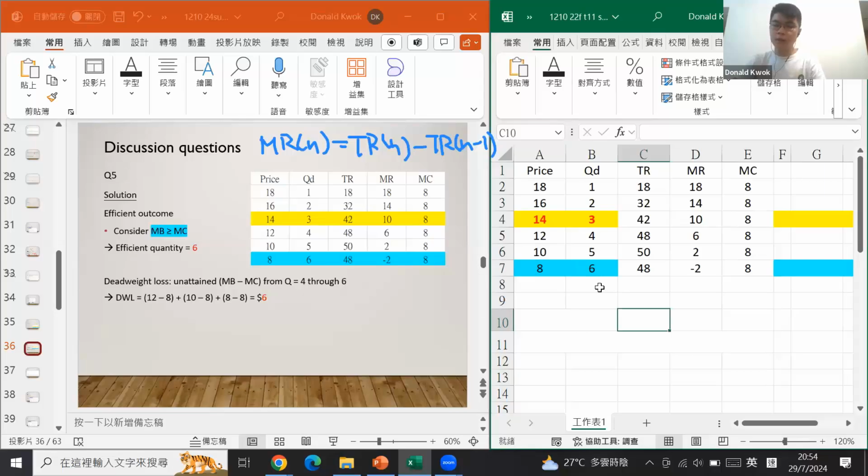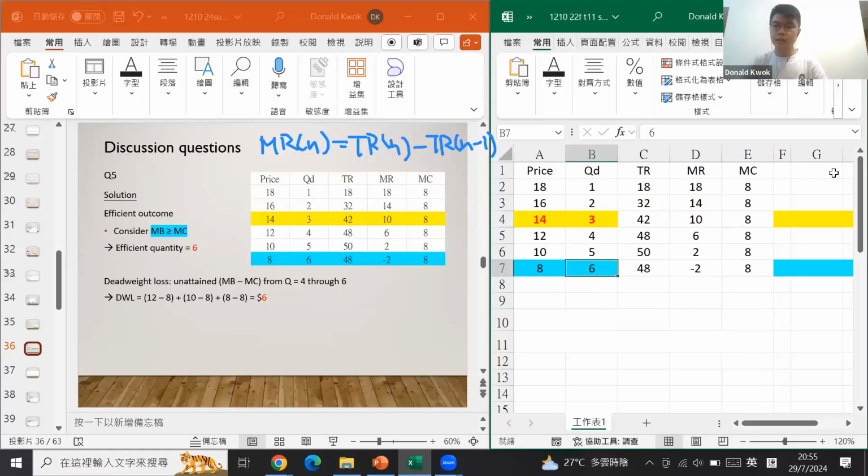And finally, how can we calculate the deadweight loss? The deadweight loss is simply the unattained total economic surplus compared to the efficient outcome. At the profit maximizing output, only 3 units are produced, but under the efficient outcome, we should produce 6 units. So there will be some unattained total economic surplus for Q equals 4, 5, and 6. We'd like to sum these unattained economic surpluses up.